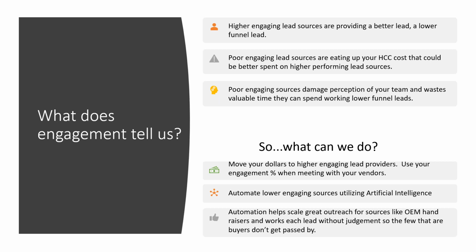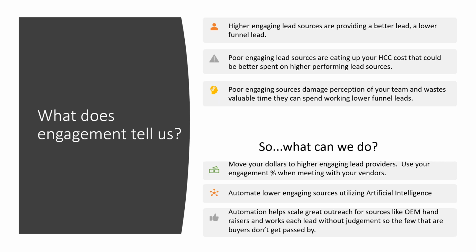So what does engagement tell us? Some of this is pretty intuitive. Higher engaging lead sources are providing a better lead, a lower funnel lead. And that's really what we want. We want a customer that's ready to talk and ready to buy. Poor engaging lead sources are eating up your human capital costs. I think we know that, but we really need to start looking at, if you do spend the money or invest in a BDC, how do we get a bigger bang for our buck out of our people?